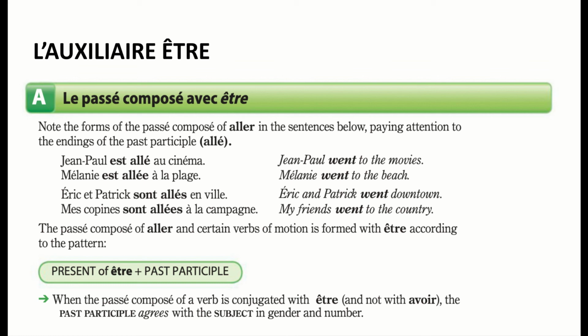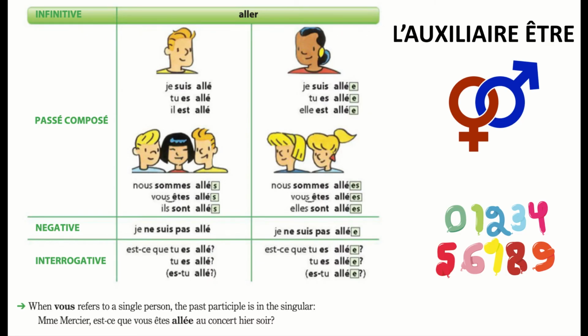So they both translate as went, but because Mélanie dans la deuxième phrase est une fille, tu ajoutes un e. Okay. Eric et Patrick sont allés en ville. Eric and Patrick went downtown or went into town. Mes copines sont allées à la campagne. My friends, my girlfriends, copines, okay, friends that are girls, sont allées à la campagne. So because this is feminine here and plural, you're going to add an extra E and an extra S. Okay? Voilà. Okay, encore des exemples.